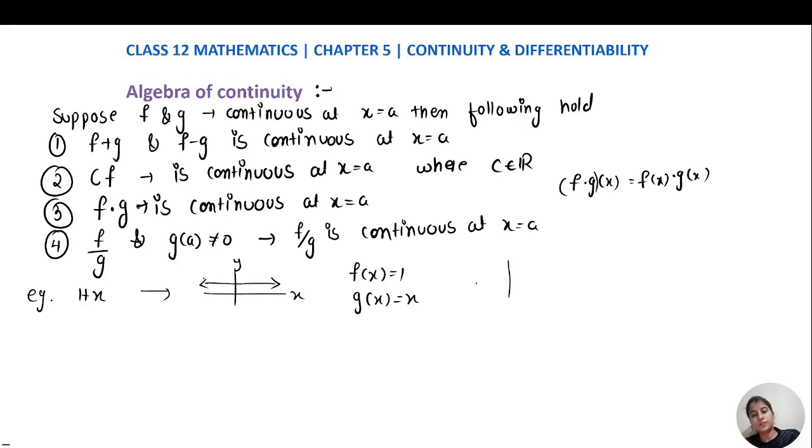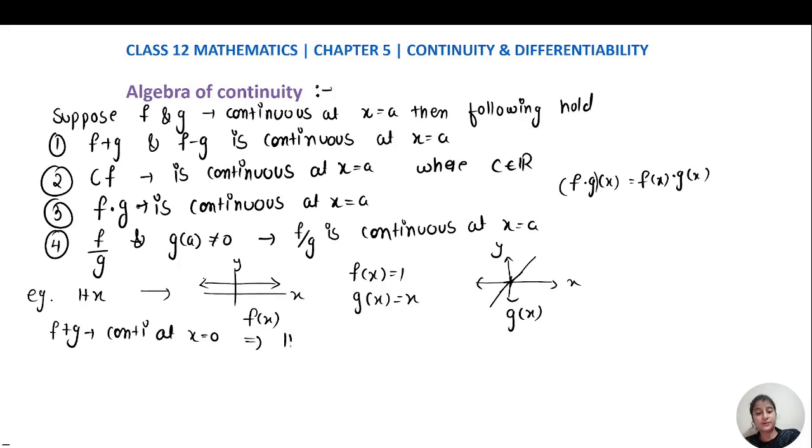Now about g of x. Our g of x is defined like this. This is x and y. As you can see graphically, its limiting value at 0 is 0 and the function value is also 0. So we get that g is also continuous at x equals 0. Since, by using the algebra, we can easily say that f plus g is continuous at x equals 0, we get that 1 plus x is continuous at x equals 0.